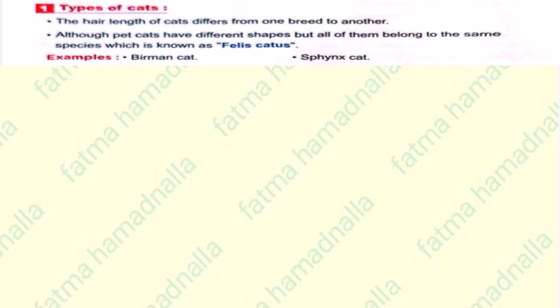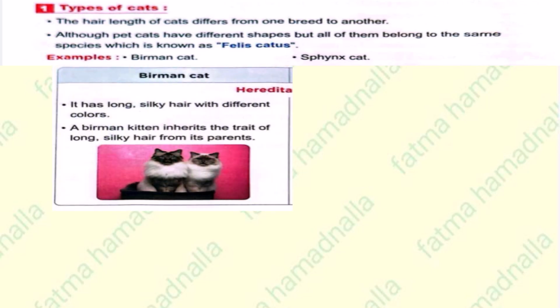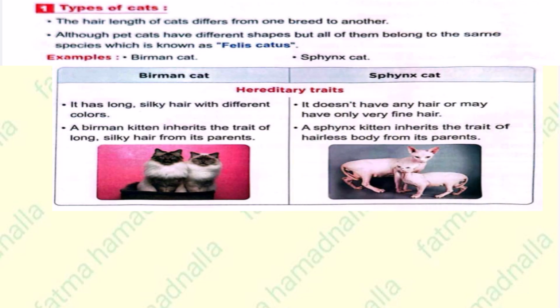Hereditary traits in Burman cat. It has long, silky hair with different colors. A Burman kitten inherits the trait of long, silky hair from its parents. Hereditary traits in Sphinx cat. It doesn't have any hair, or may have only very fine hair. A Sphinx kitten inherits the trait of hairless body from its parents.